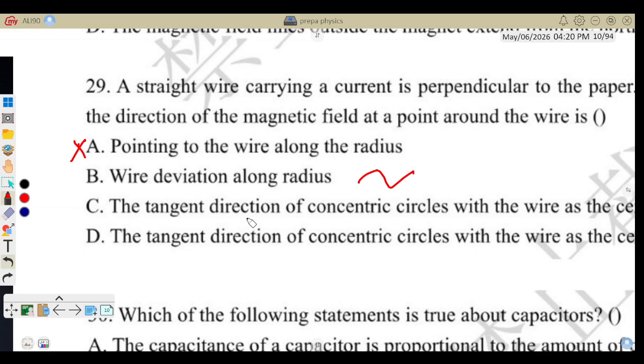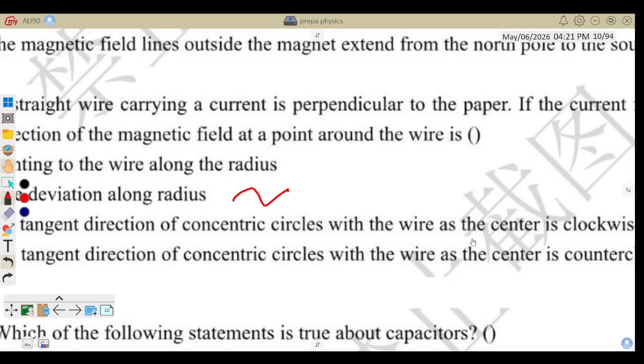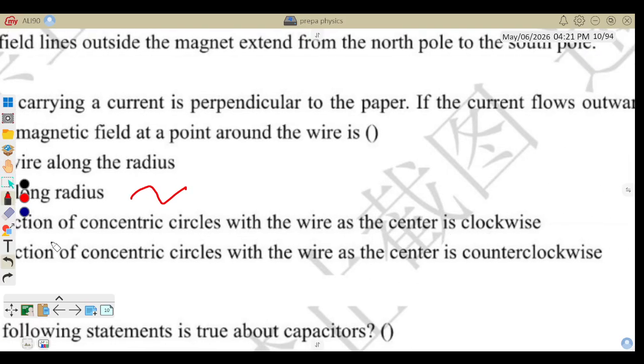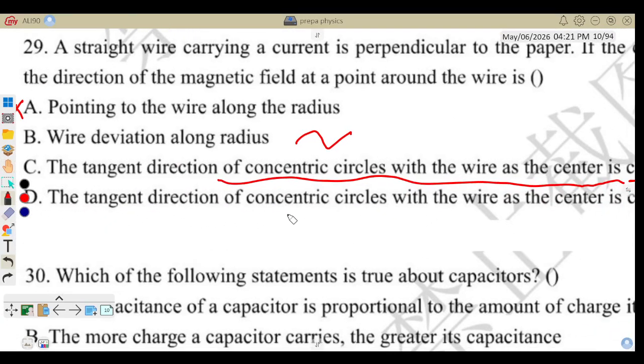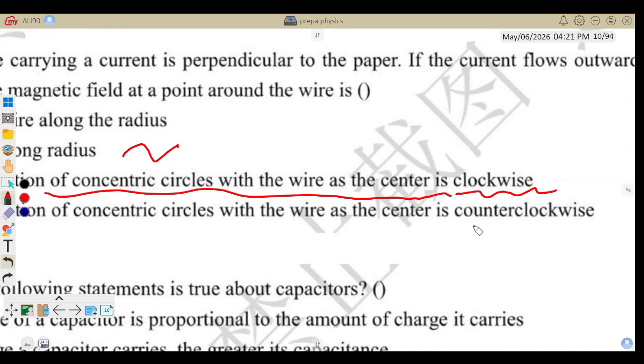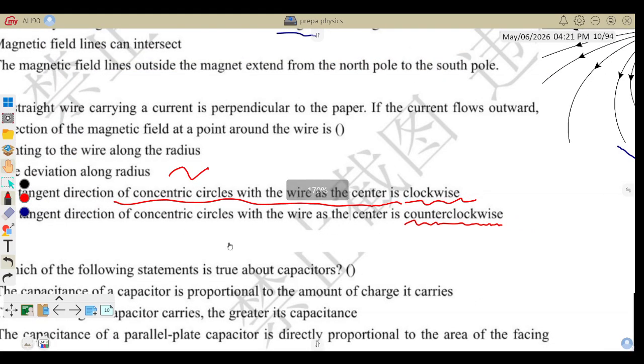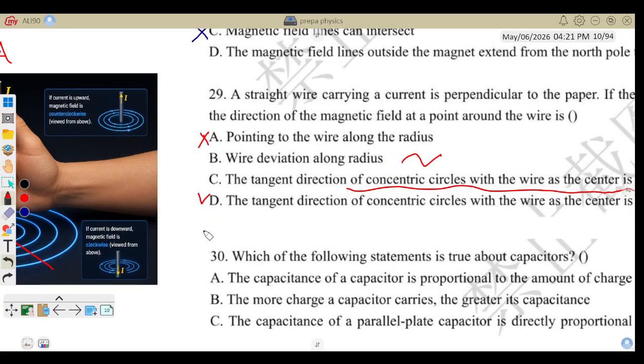The B says the tangent direction of the concentric circles with the wire as the center is clockwise. All of that is correct, but it's not in the clockwise direction. It is the tangent direction of concentric circles with the wire as the center, counterclockwise. That means the opposite of the clockwise direction. Okay. So for our situation here, the D must be chosen.